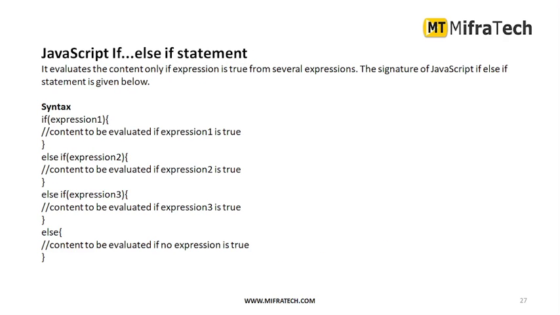The JavaScript if else if statement evaluates the content only if the expression is true from several expressions, not from one expression. It is applied when several conditions are needed, and they are performed with many expressions, like if expression 1 is true, then expression 2, then expression 3, then expression 4, and then it will show the output. Here you can see the syntax: if expression 1, else if expression 2, else if expression 3, else, then the output will be displayed.